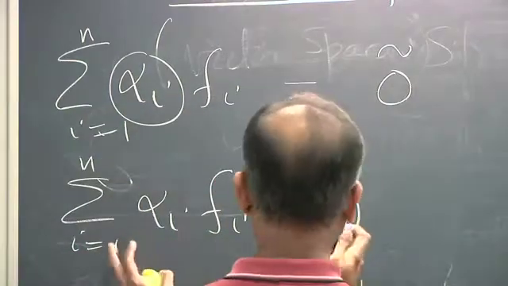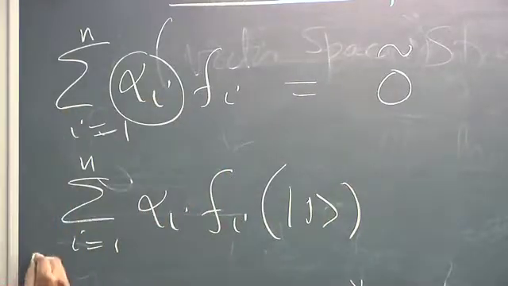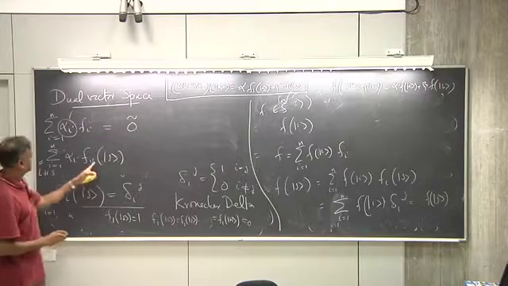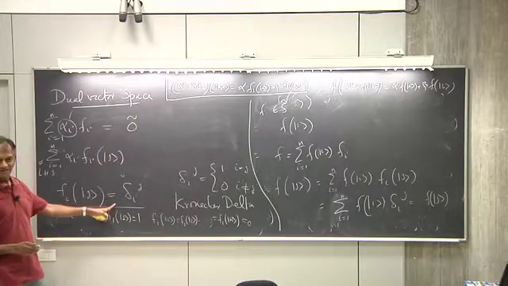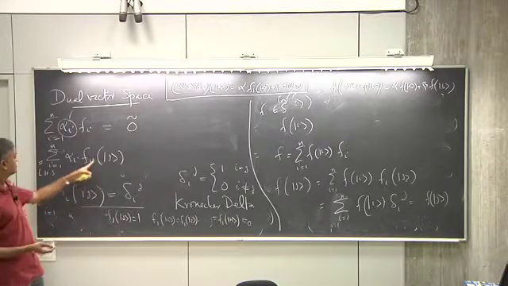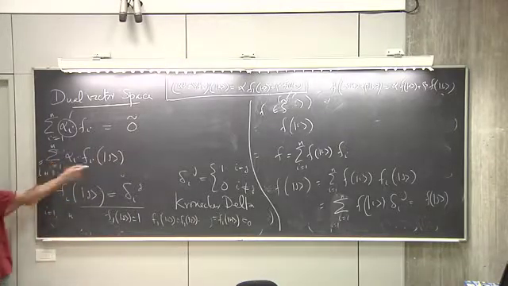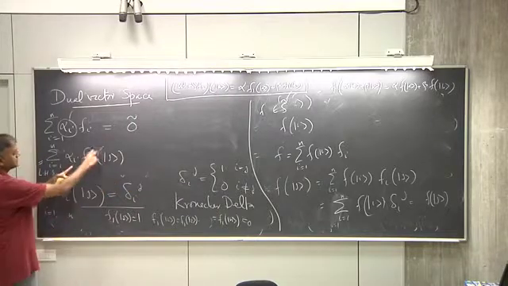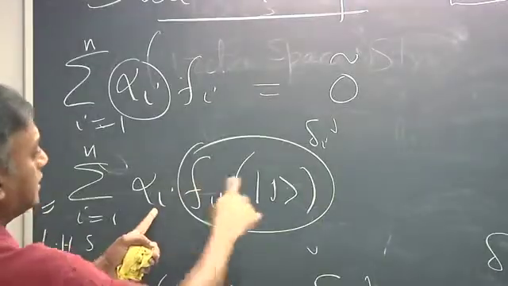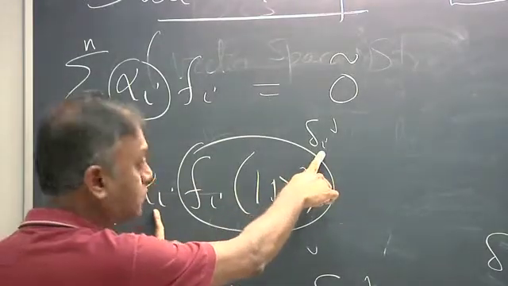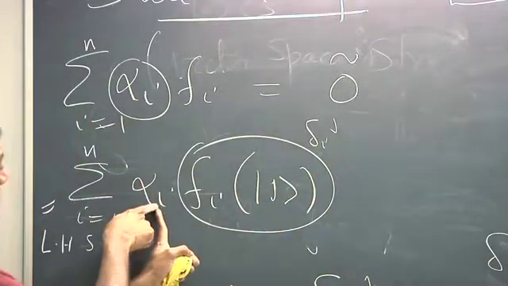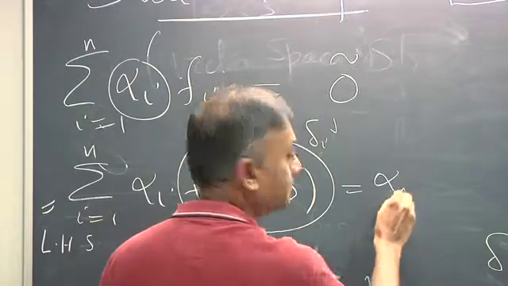This is the left hand side. Well, this is simply delta ij by definition, right? That's how I have defined fi. And then you sum over i, exactly the same way. This is delta ij, and then you sum over i. The only contribution will come when i is equal to j. When i is not equal to j, this vanishes. So when i is equal to j, this just gives you alpha j.